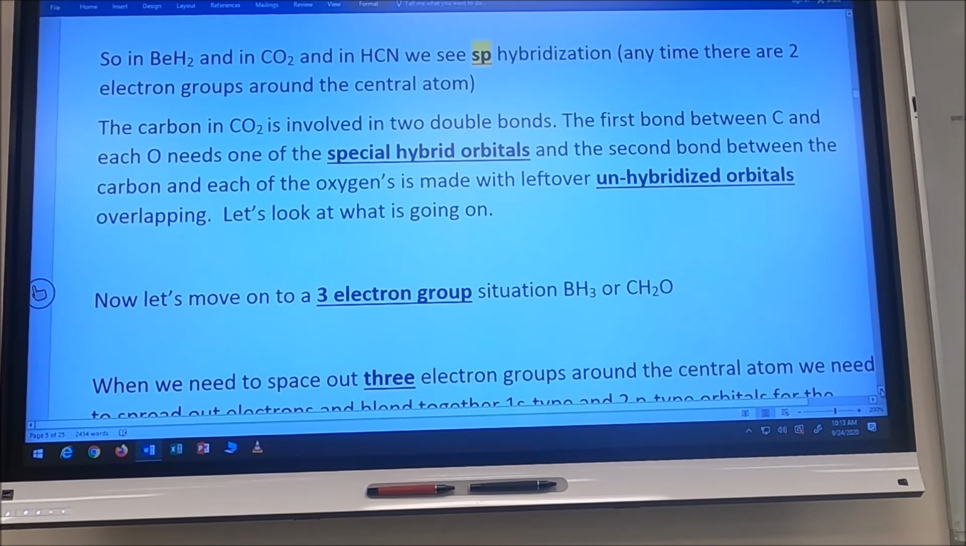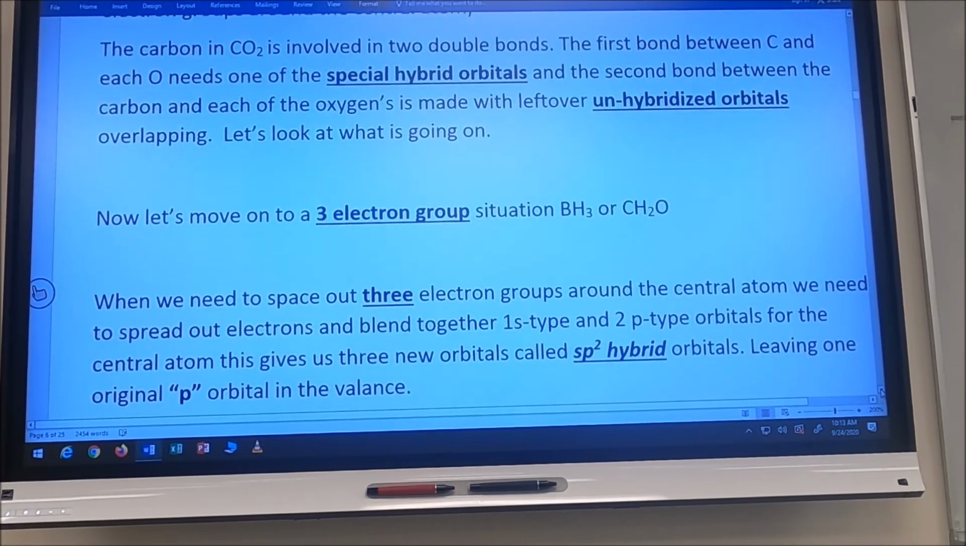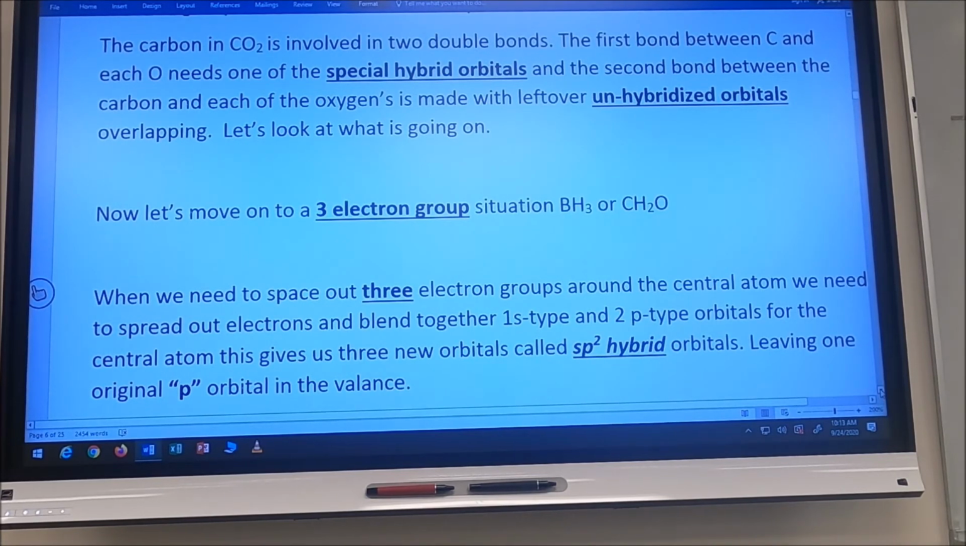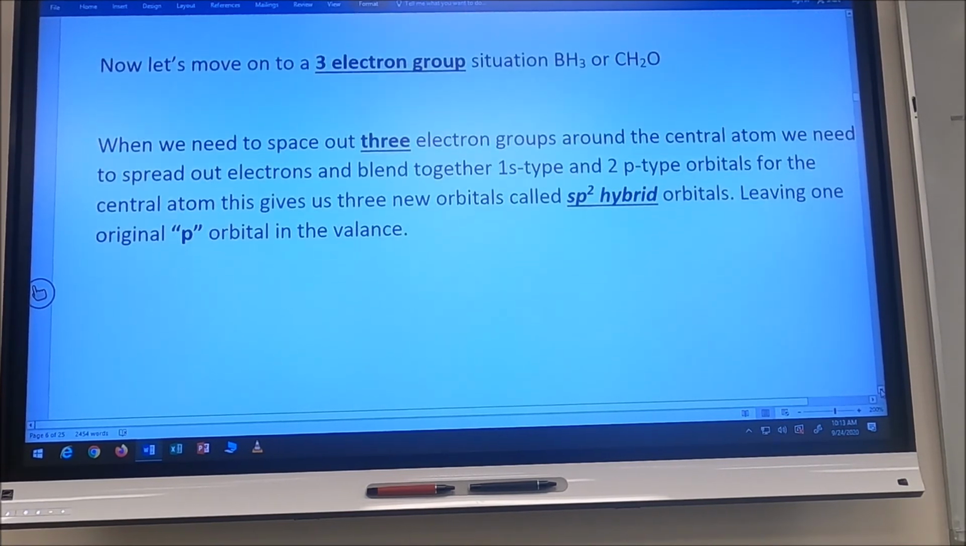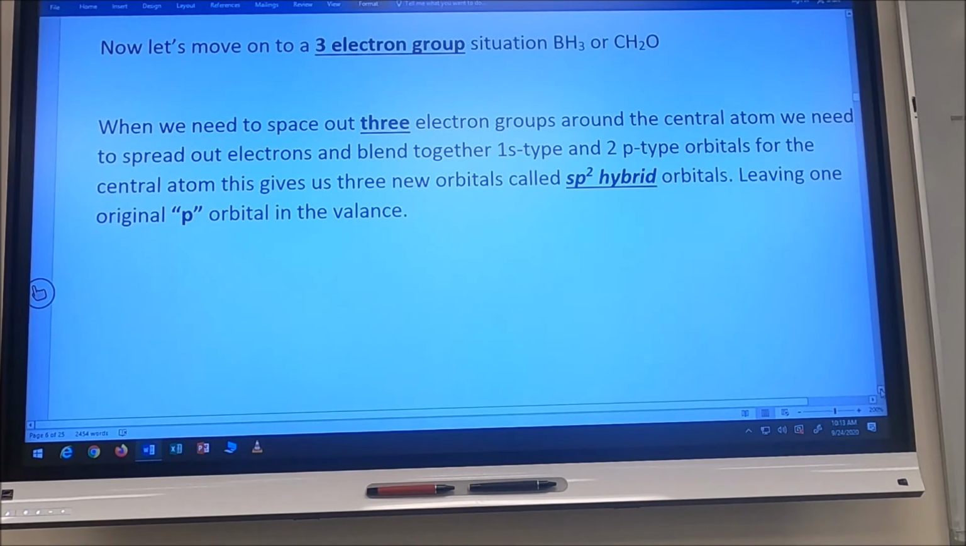So in BeH2 and in carbon dioxide and something like hydrogen cyanide, we see sp hybridization. 2 electron groups around the central atom means that the hybridization is going to be sp. All right, now let's talk about 3 electron groups.